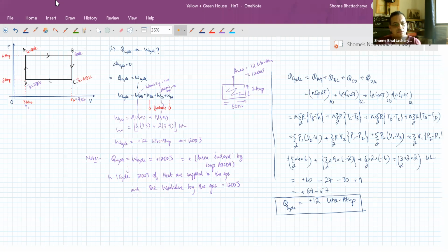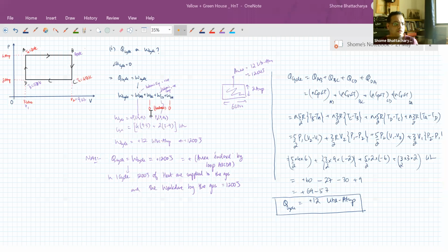Sir, while calculating W cycle, why was the second P2 into V1 minus V2? It's not the second one, it's the third one, CD. The second one is actually 0. Yes sir, the third one, why was it V1 minus V2, sir?